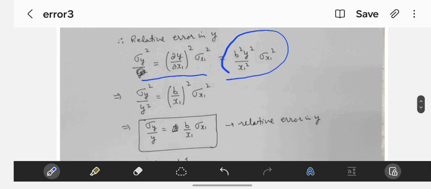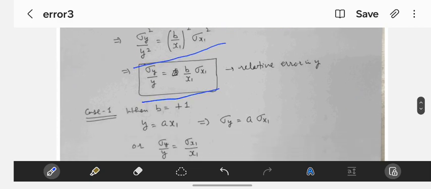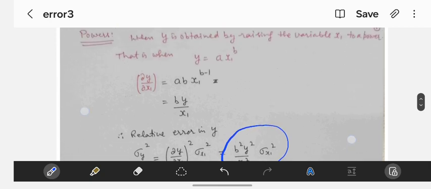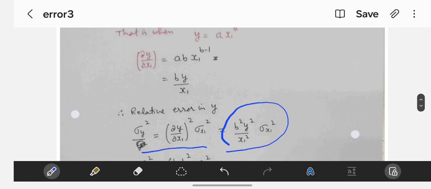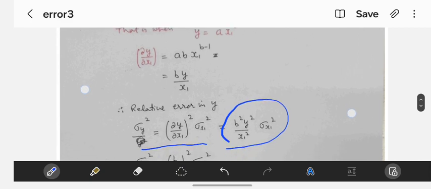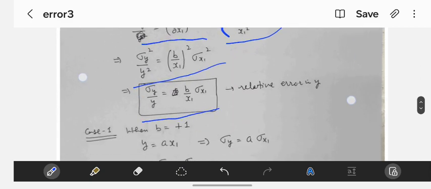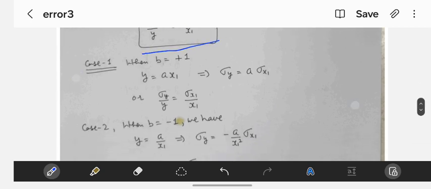From here sigma y square can be written like this, and sigma y by y, the relative error, will be b sigma x1 by x1. Now for b equal to plus 1, we see that sigma y by y equals sigma x by x. It depends only on the value of b. So if b equals 1, then sigma y by y equals sigma x1 by x1, and if b equals minus 1, then it will be minus sigma x1 by x1, the relative error.